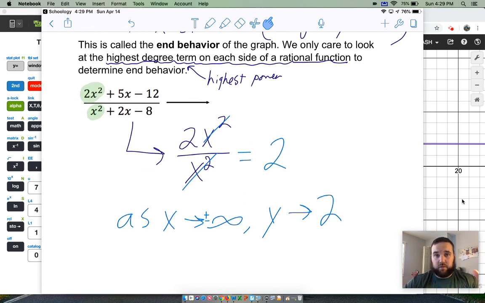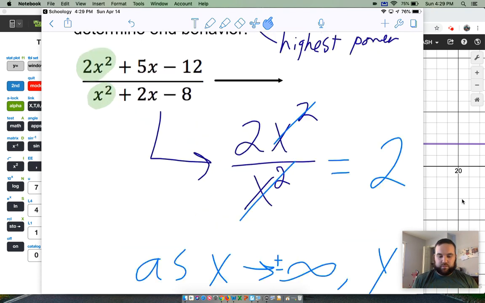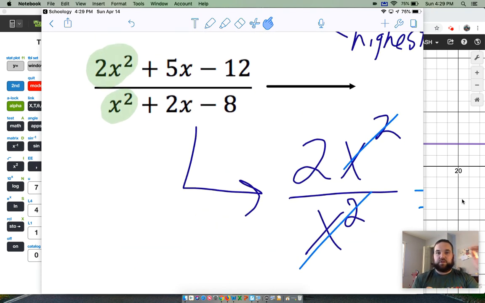But to find the end behavior of the graph, we are going to narrow down the function that we have into one term from the top and one term from the bottom, and then simplify from there.